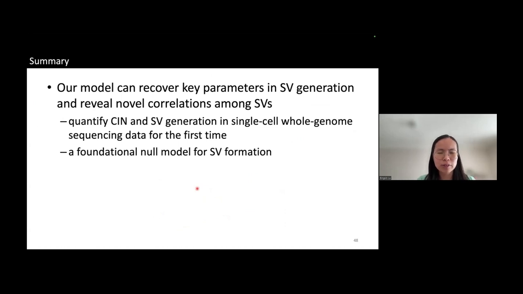As a brief summary, here I have shown our model of SV generation, and by fitting to real data, we can recover key parameters in SV generation, and also can reveal some novel correlations among the SVs. And our model may serve as a foundation model to study the formation of ecDNA.